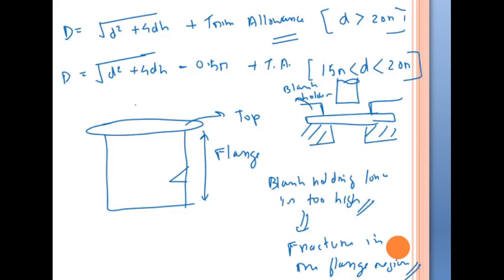Now again, if the blank holding force is too low, we will witness wrinkles in the top region. Why will we witness wrinkles? For this, we will have to understand what stresses will be acting in the final product that will be produced.